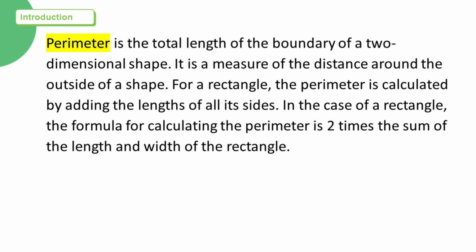Perimeter is the total length of the boundary of a two-dimensional shape. It is a measure of the distance around the outside of a shape. For a rectangle, the perimeter is calculated by adding the lengths of all its sides. In the case of a rectangle, the formula for calculating the perimeter is 2 times the sum of the length and width of the rectangle.